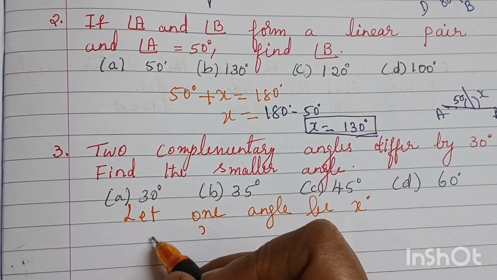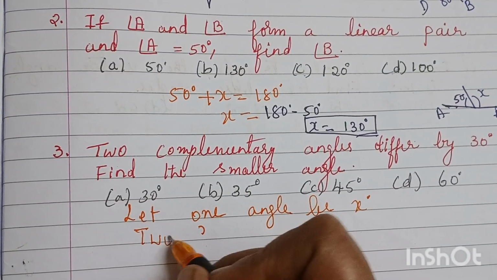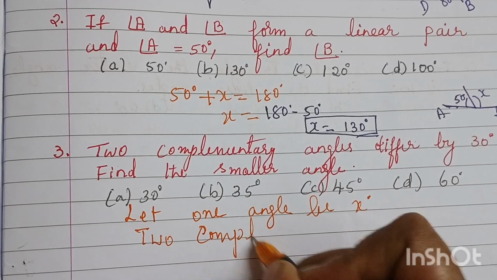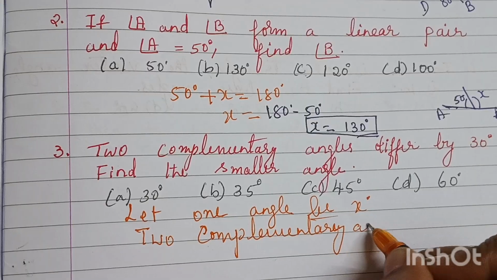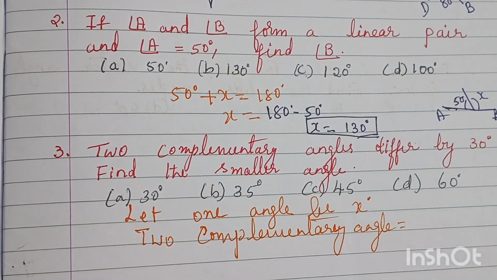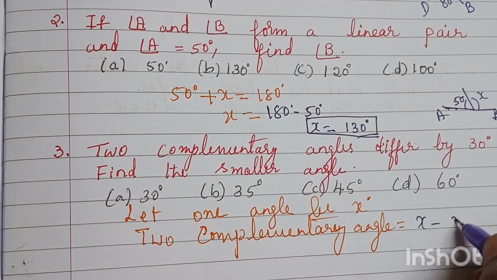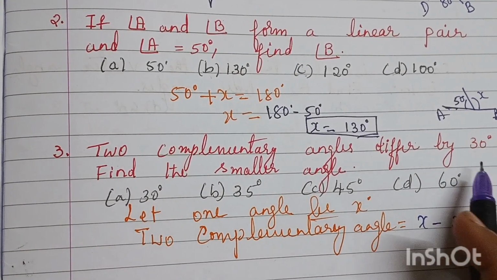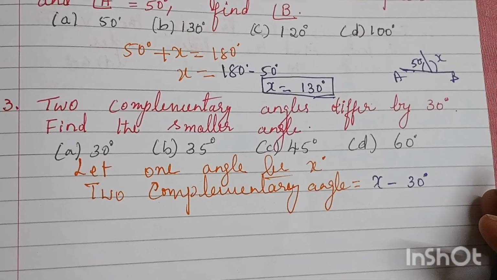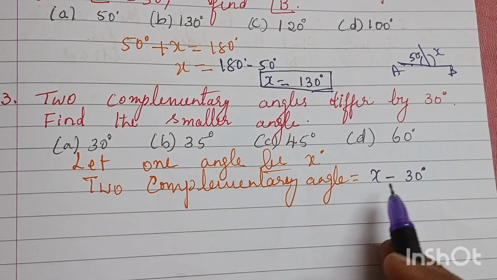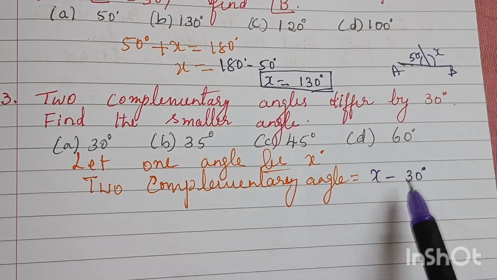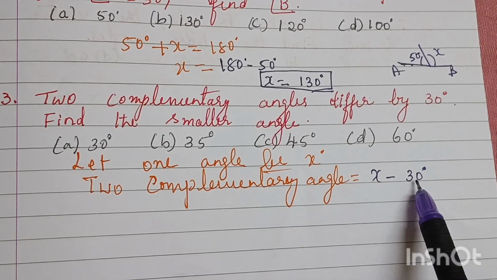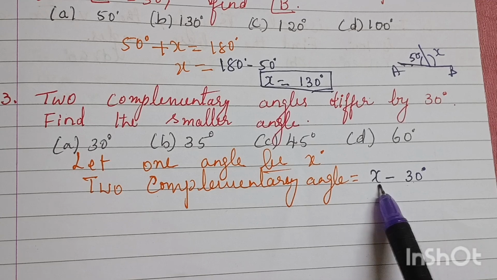So the other angle. Two complementary angles, differ by 30 means the other is X minus 30. One complementary angle is X and the two complementary angles differ by 30, so any two angles, one is 30 degree, another we don't have to find.